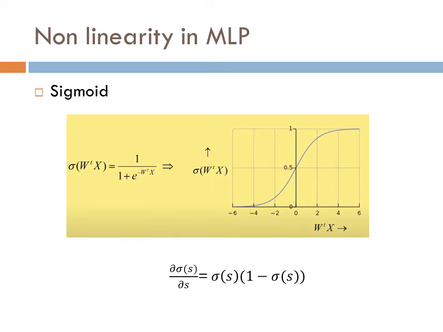If we replace that W transpose x by the value s, if s is 0, then sigma s turns out to be 0.5. So it is a symmetrical nonlinear function around the value of s equal to 0. The advantage of using this type of nonlinear function is that it is differentiable, because sigmoidal is a continuous function.